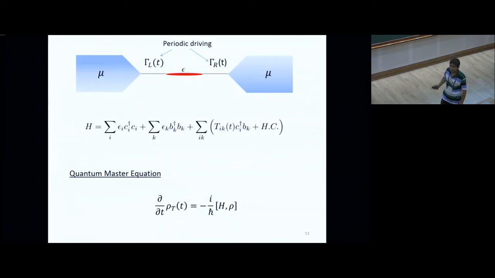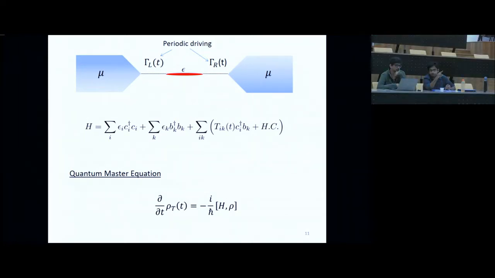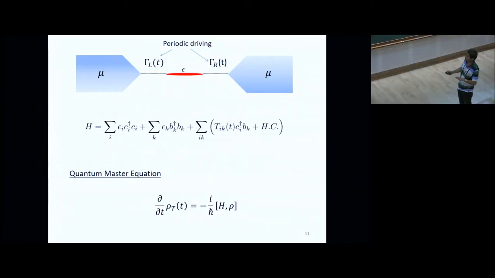Sorry, this gamma. Oh, it's purely decay. It leads to decay. Right. So I do the usual trick in the master equation. These are simply rates. Okay, these are simply rates. Yeah, clear.